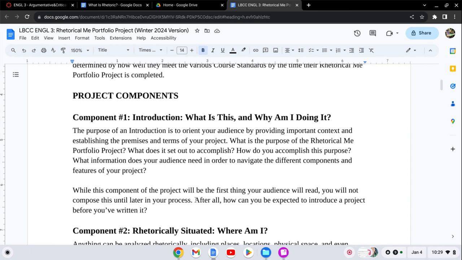While this component of the project will be the first thing your audience will read, you will not compose this until later in your process.